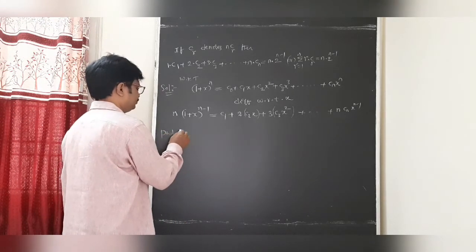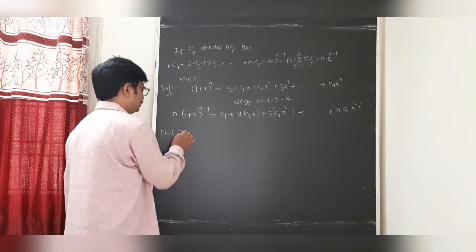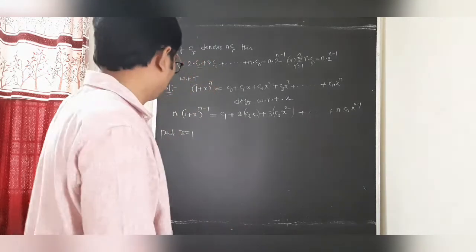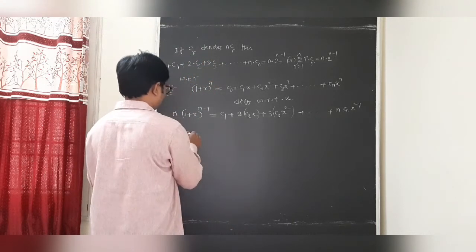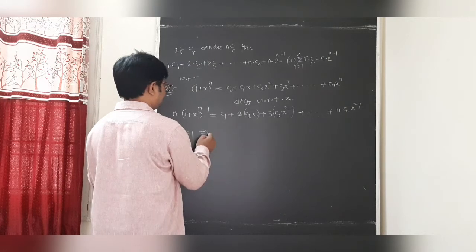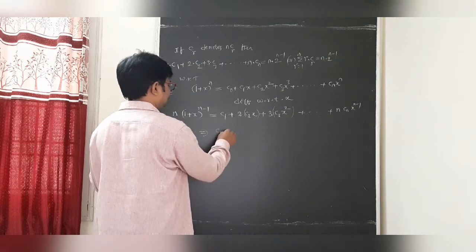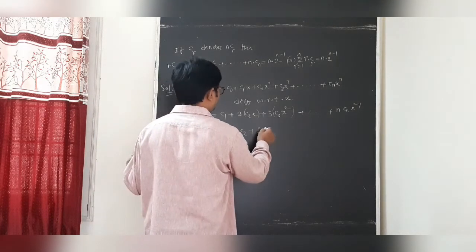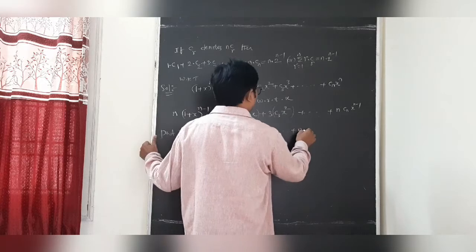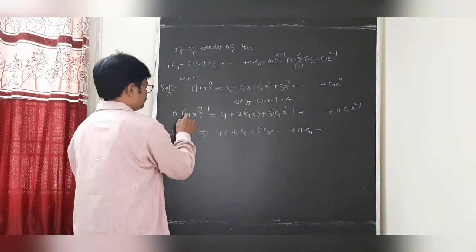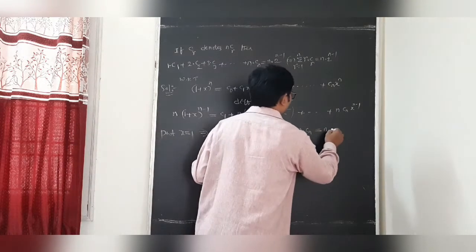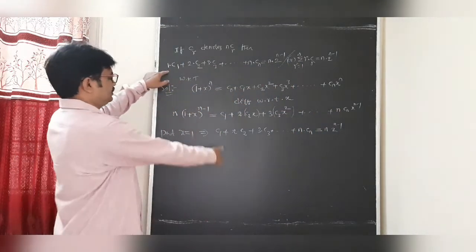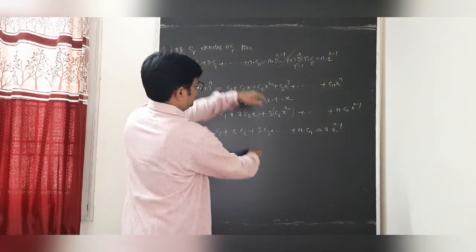Substituting x equal to 1 on both sides. Dear students, when we are substituting x equal to 1, undoubtedly, what you got here is C1. This is 2 into C2. This is 3 into C3, and so on, n into Cn. This is, 1 plus 1 is 2, n into 2 power n minus 1. That is C1, 2C2, 3C3, and nCn equal to n into 2 power n minus 1.